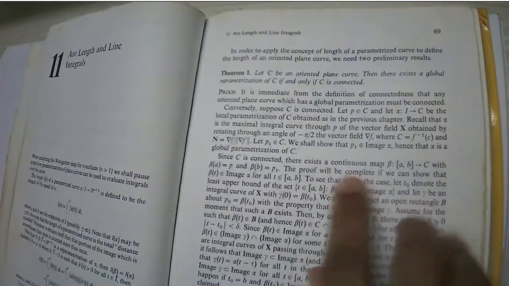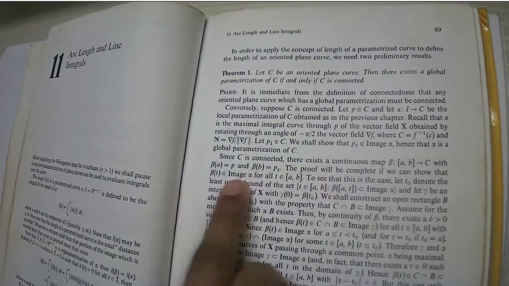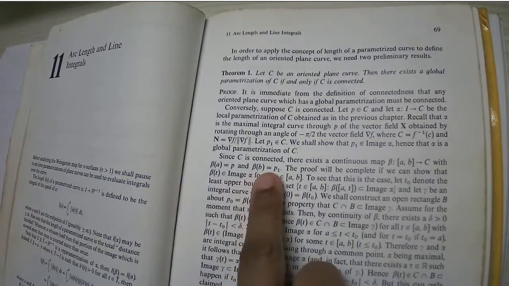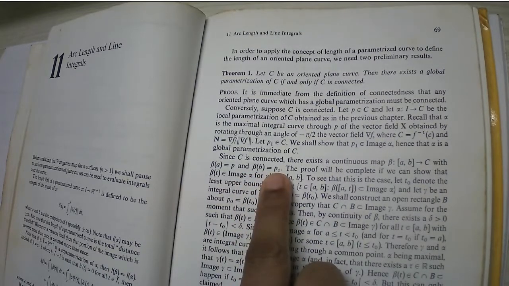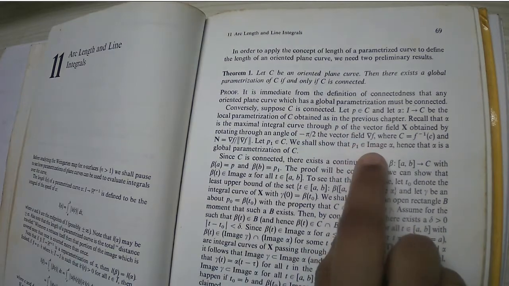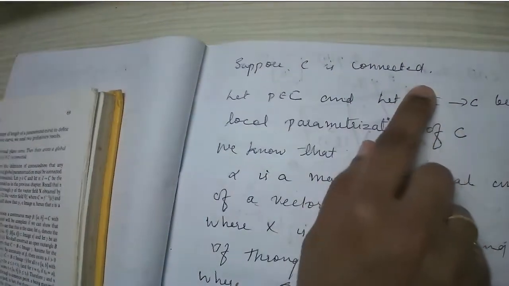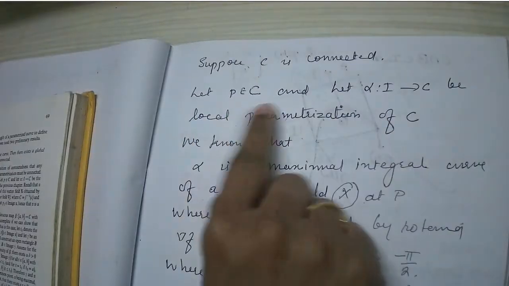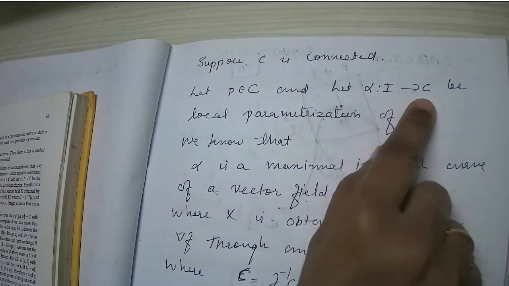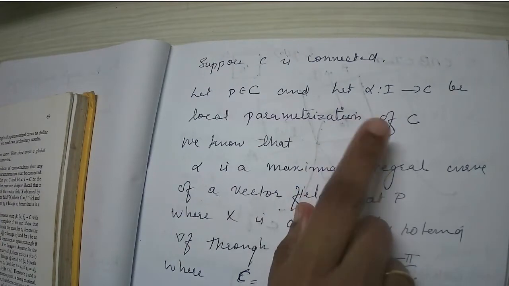Since it is connected, there exists a map beta from [a, b] to C with beta of a equal to P and beta of b equal to P1. What is P1? P1 is some element that we are taking from the image of alpha. So here in the proof, we are supposing that C is connected and we are taking a point P from C. Let alpha from I to C be the local parameterization we are taking. We have to show that this is a global parameterization.